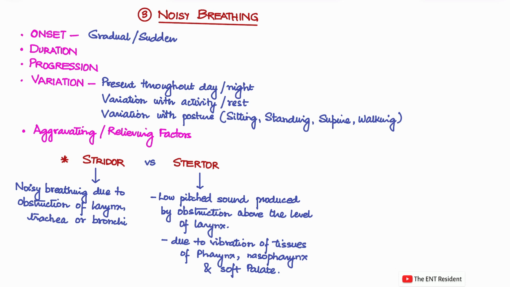Now, noisy breathing can be of different types. The two most common ones are stridor or stertor. Now, there is a significant difference between both of these terms. Stridor is when there is noisy breathing because of an obstruction at the level of larynx, trachea, or bronchi, whereas stertor is more of a low pitched sound which is produced by an obstruction which is above the level of larynx. It usually happens due to vibration of tissues of the pharynx, nasopharynx, and the soft palate. So, this is another important thing that you have to distinguish when a patient comes to you with noisy breathing. You have to determine what is the level of obstruction over here.